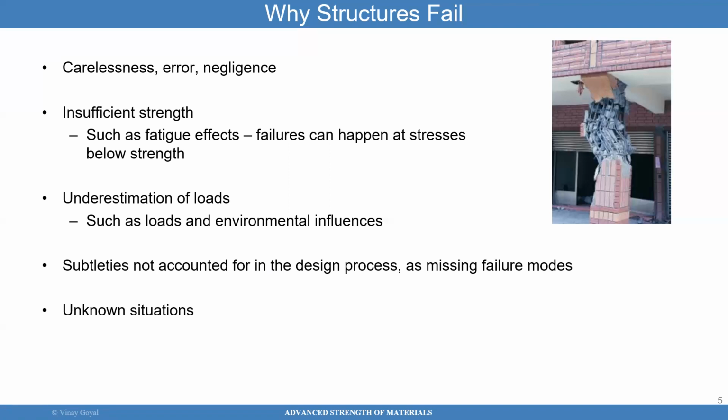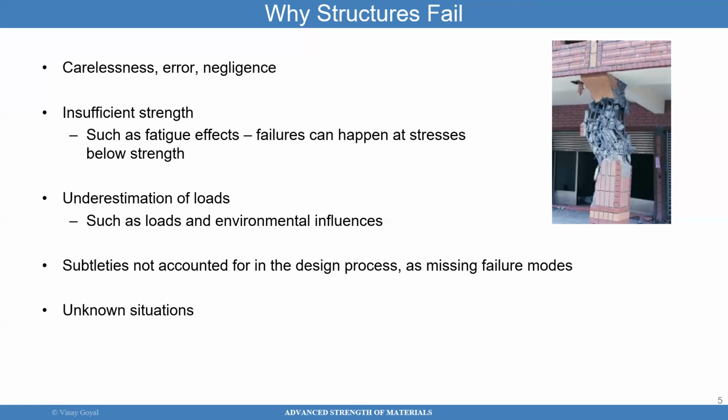The second reason why structures could fail is insufficient strength. There are situations where failure can occur below the strength of the material. And in those instances, it was due to potential misses in the failure mode, or there was some mischaracterization of the properties of that material.